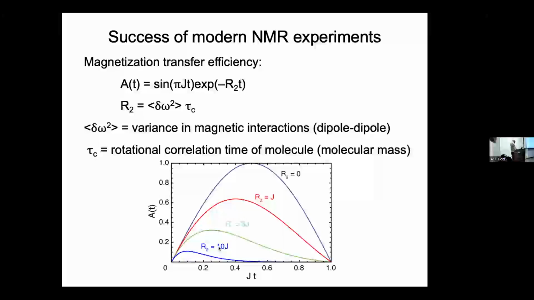And when you get to 30 or 50 kilodaltons, you're back down here somewhere where the experiments are getting really difficult to do. But there aren't any bigger J couplings. We've run out of J couplings. The only other important part in the equation is R2, and R2 basically has two components. So you can either make tau C smaller, or you can make that variance smaller. So how do you make tau C smaller? What are your options?